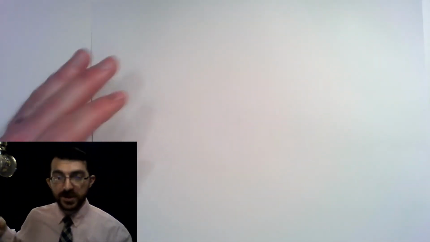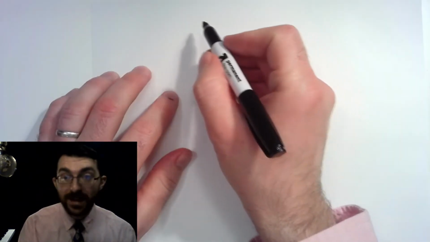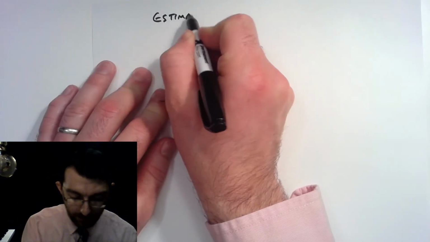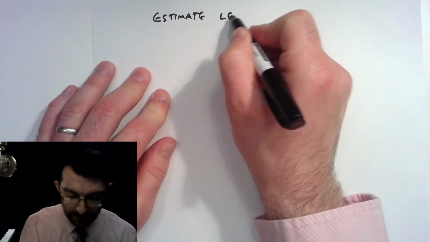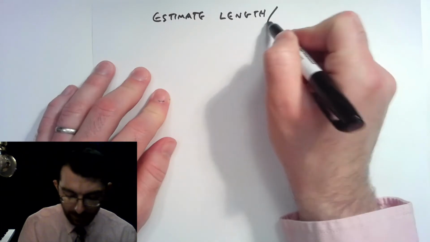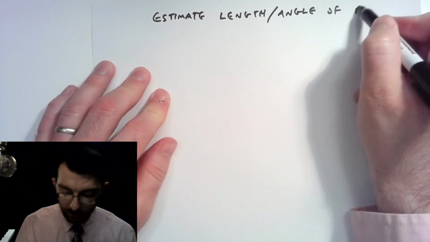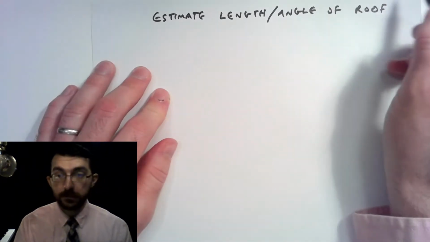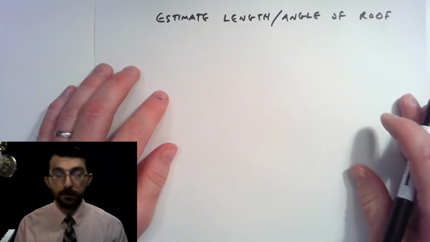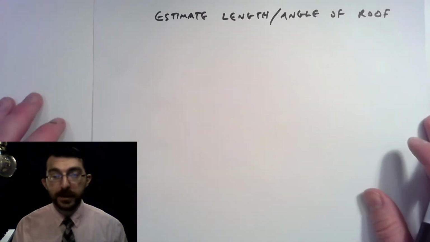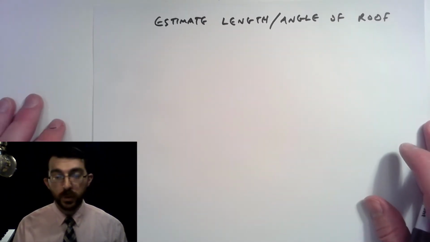So the first thing that you need to be able to do is to estimate the angle and length of your roof. Estimate the length and angle of your roof. You can do that with a photograph. You can do that with a good estimate, but it should be actually based on your roof.